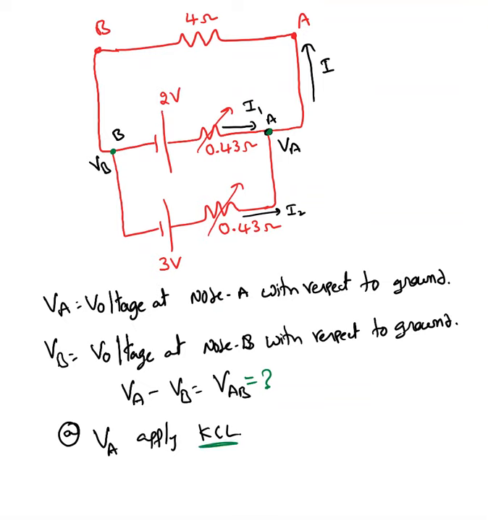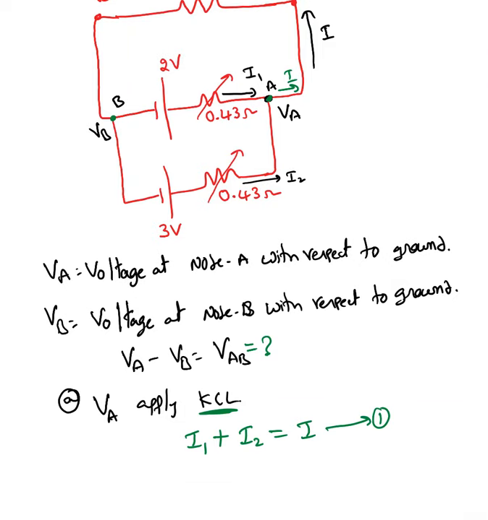Kirchhoff's current law is nothing but currents coming in. So basically I1 and I2, those two currents, are coming towards the junction and I is going away from the junction. So I1 plus I2 equal to I. This is one of the equations. Our goal is finding VAB. How do you find VAB?